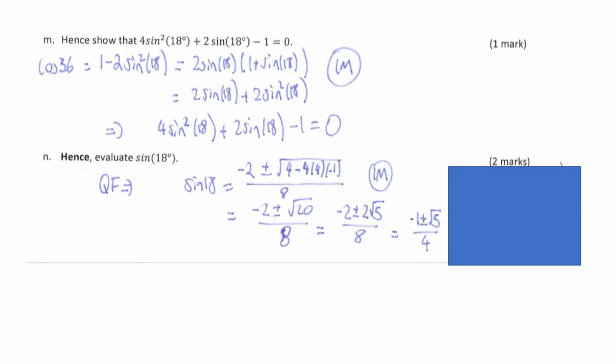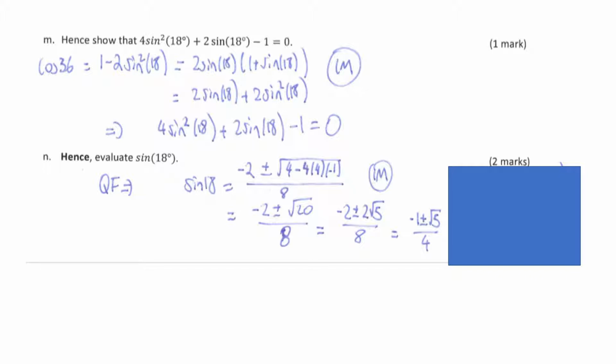How do we neatly solve a quadratic? Well, always via the quadratic formula, unless it factorizes neatly. And we're left with sine 18 equals minus b plus or minus root b squared minus 4ac over 2a. With a bit of simplification, we can see it comes down to minus 1 plus or minus root 5 on 4. But of course, it's not ambiguous.